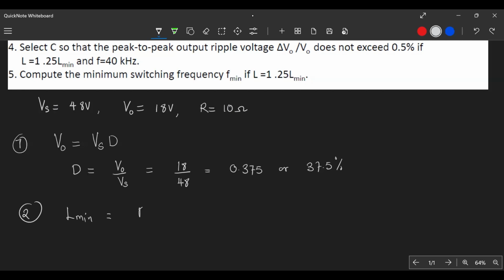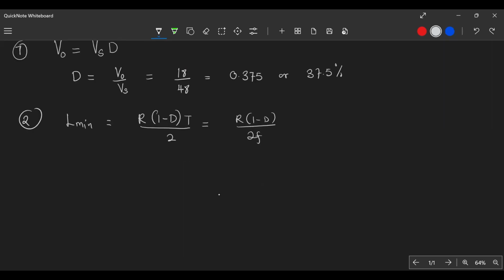So this is the formula you need to use: Lmin equals R times (1 minus duty cycle) times T divided by 2. This can also be written as R(1 minus D) over 2F, because the period T is equal to 1 over frequency. So let's substitute the parameters that are given.